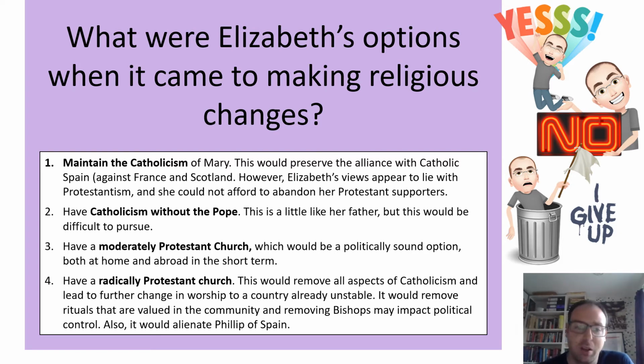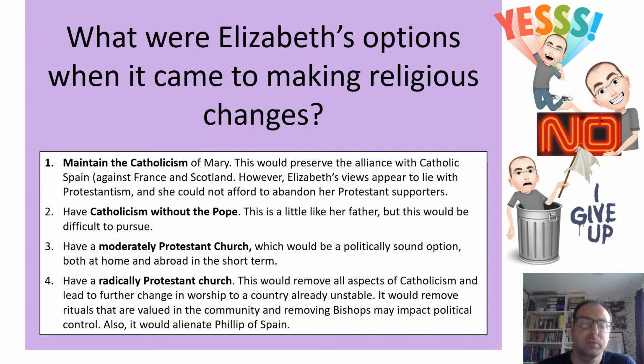So 1 is maintain Catholicism. Well, you could do it, preserve the alliance with Catholic Spain. The reason why that probably doesn't work, logistically and strategically, it's probably the easiest and best one. However, Elizabeth is Protestant, and so she can't abandon her Protestantism. She can't abandon her Protestant supporters who have been alongside her through her sister's reign. So 1, maintaining Catholicism, I don't really think was a particular option for Elizabeth, but it's definitely one that she might well have considered.